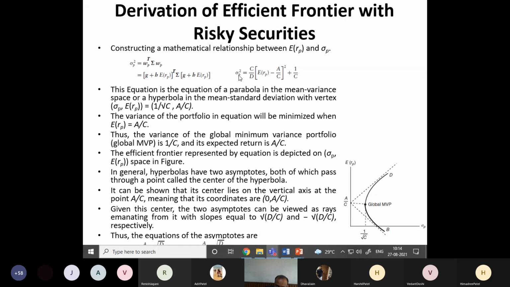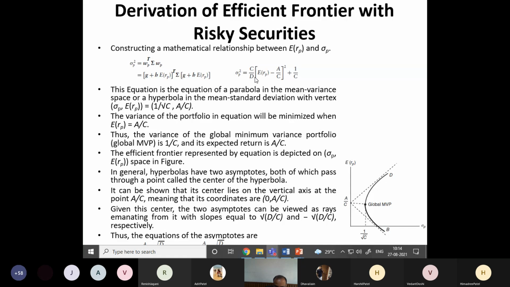The analysis is extremely important. You try to do it yourself. Derivations I will not ask in any exam, but it is important to know how it is coming because that helps us to derive something more. So if I do this, I ultimately come to this equation.